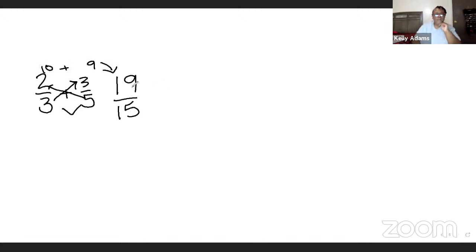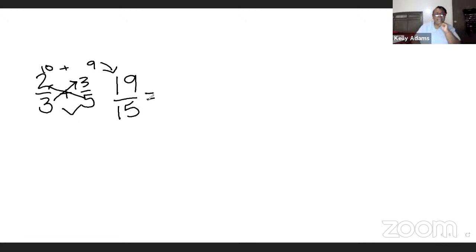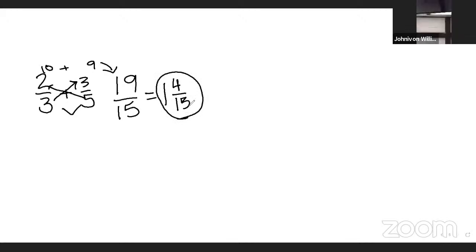This is when you have to divide, when this number is bigger than this number. Okay? Are y'all following me? Yes, ma'am. 15 goes into 19 how many times? Once. 15 from 19 gives you what? 4. And then it's 15. And that's it.